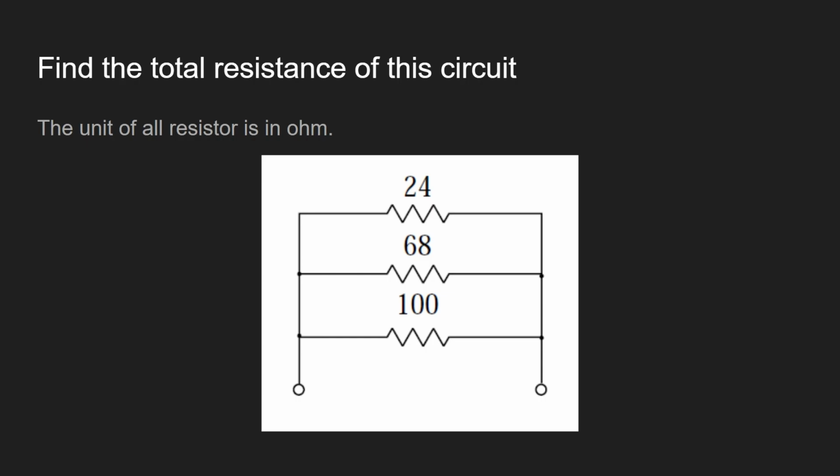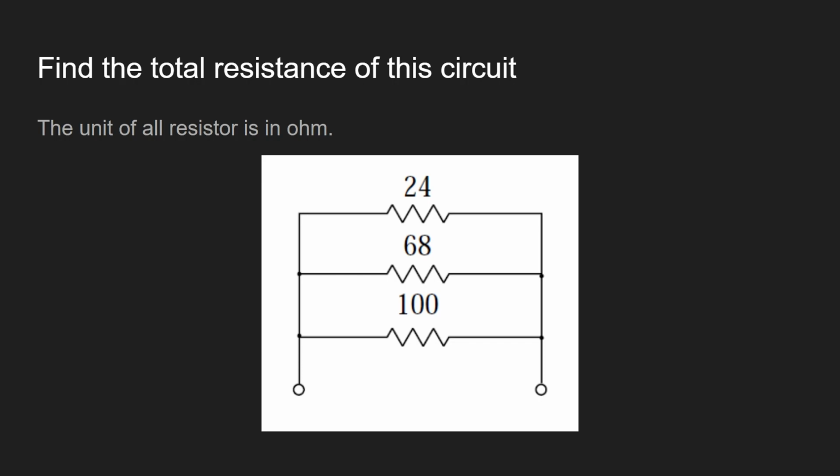So you can make it this way: 1 over 24 plus 1 over 86 plus 1 over 100. What is the number? I don't have my calculator with me today. Maybe you can tell me. 15? Yeah, it's 15. 1 over 15. That's right.